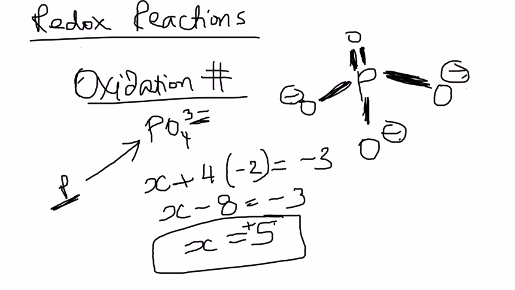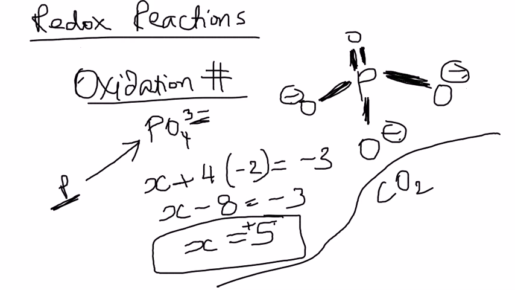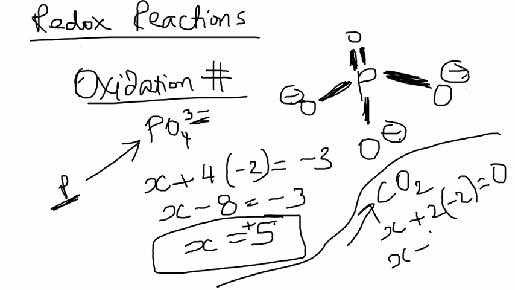Over here we are taking a look at the calculation of the oxidation number, and this is how you do that. You can also calculate the oxidation number on something neutral, something like perhaps CO2. Suppose I want to find out for carbon. So X is carbon, there's only one carbon here, plus 2 times negative 2, and there is no charge on carbon dioxide, so it boils down to 0, and that means X minus 4 equals 0, or X is equal to plus 4.